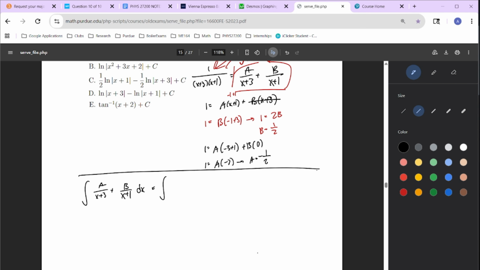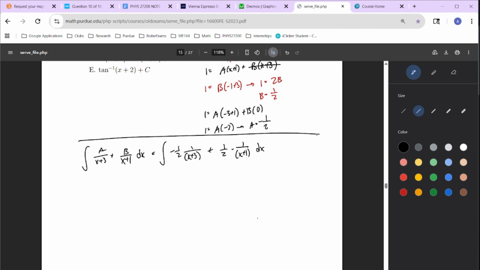We've obviously found what a and b are. a in this case is -1/2 multiplied by 1 over x plus 3 on the bottom, and then plus 1/2 multiplied by 1 over x plus 1 on the bottom dx. This is just the sum of two integrals of two rational functions, which means that their integrals are just natural logs.